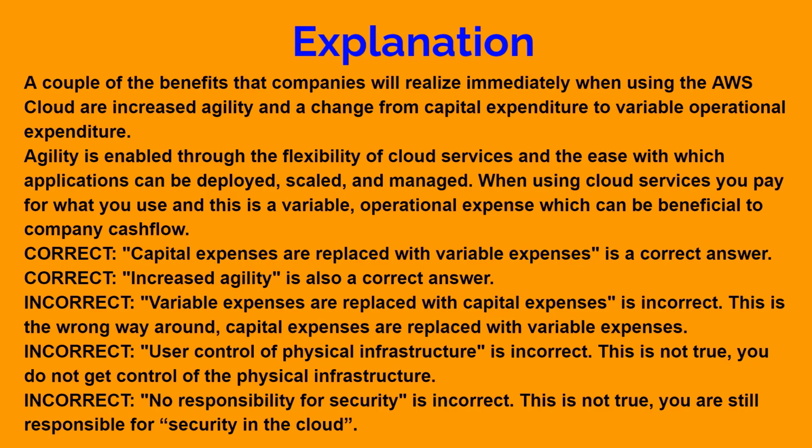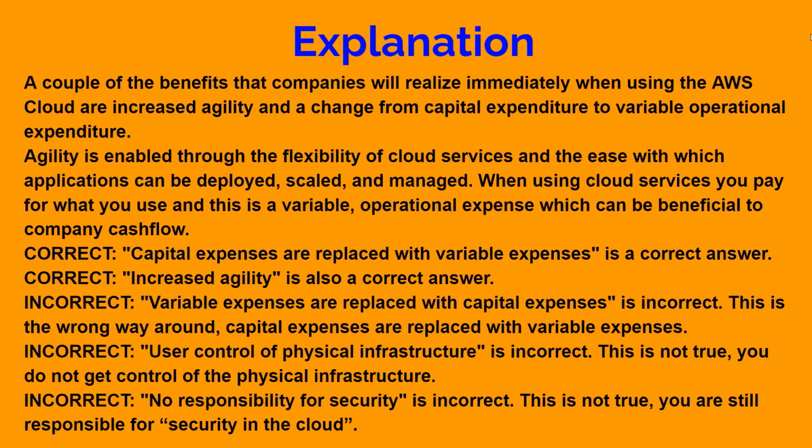Explanation. A couple of the benefits that companies will realize immediately when using the AWS cloud are increased agility and a change from capital expenditure to variable operational expenditure. Agility is enabled through the flexibility of cloud services and the ease with which applications can be deployed, scaled, and managed. When using cloud services, you pay for what you use, and this is a variable operational expense which can be beneficial to company cash flow.